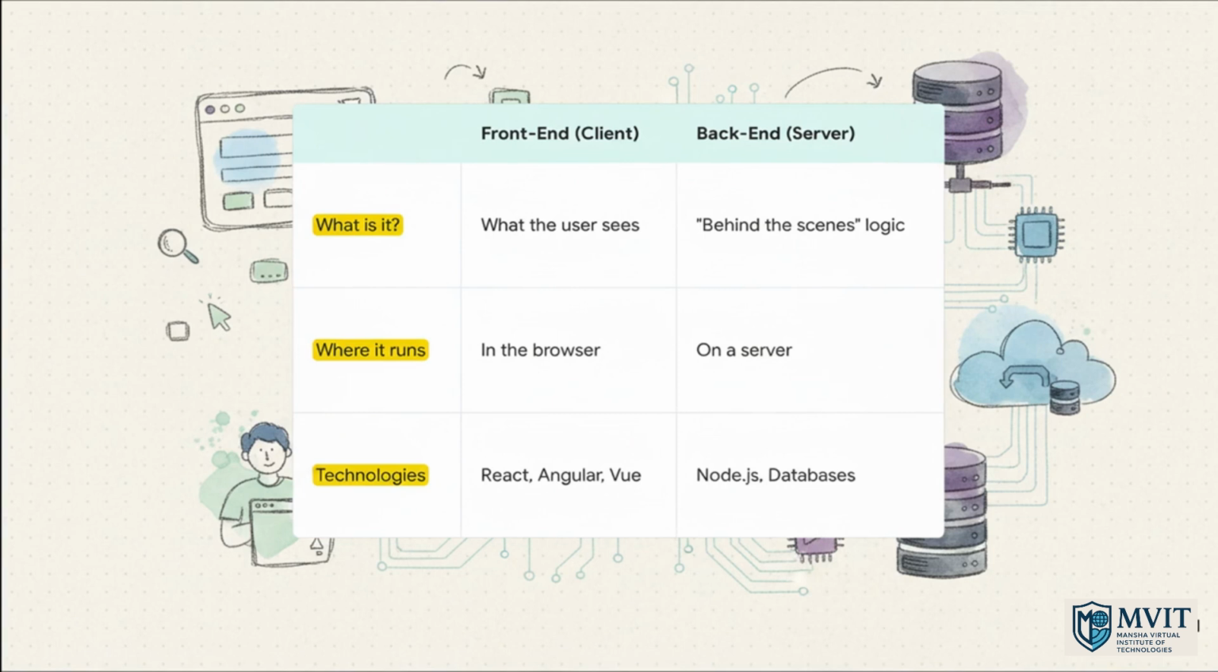Now, to understand these tools, you got to know about the two sides of development. First, you've got the front end. Think of this as the dining room in a restaurant. It's everything the customer sees and interacts with. Then you have the back end. That's the kitchen. It's the behind-the-scenes engine that manages all the data, the user accounts, the really complex logic.